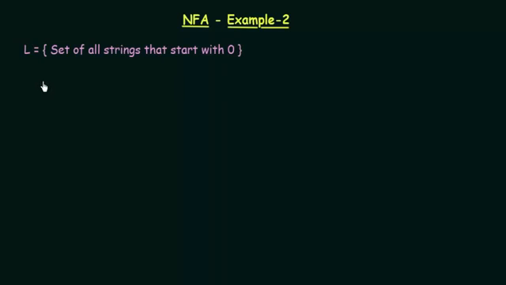Here we have an example. L is a language which is the set of all strings that start with 0. Our task is to design an NFA which accepts the set of all strings that start with 0. If you recall, we have designed the same thing using a DFA in our previous lectures. In this lecture we will try to design those same examples using NFA. Let's see how we can do this.